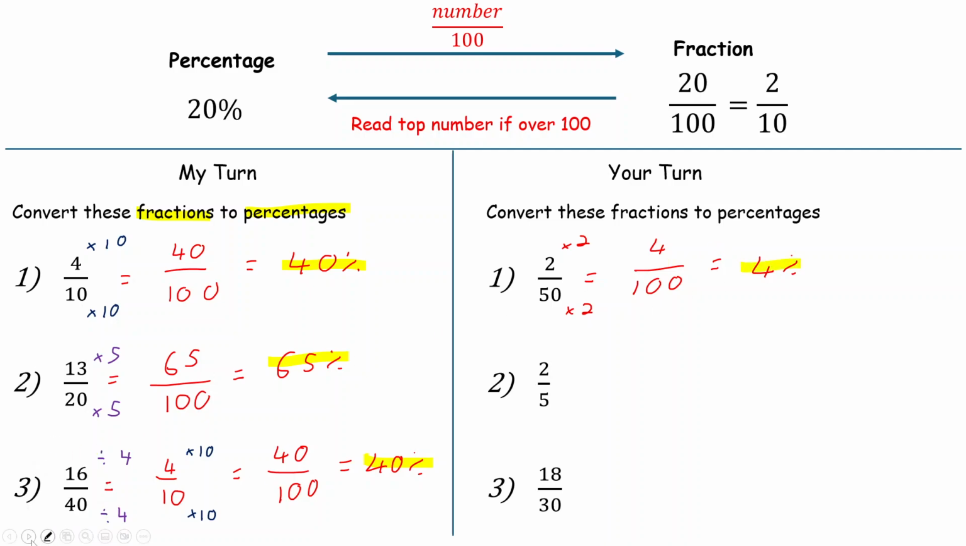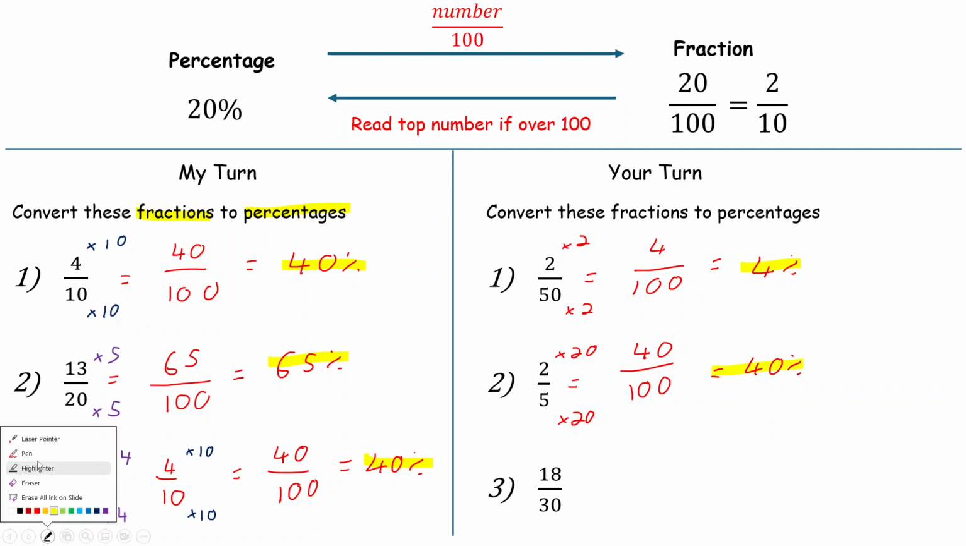Your next one, we've got 2 out of 5. Again, how do I get from 5 to 100? Well, 100 divided by 5 is 20, so it's going to be multiplying through by 20 on the denominator, and timesing through by 20 on the top. 2 times 20 is equal to 40. 40 out of 100 is equal to 40%. And that is your answer for this one.